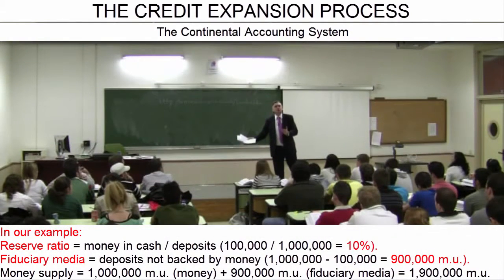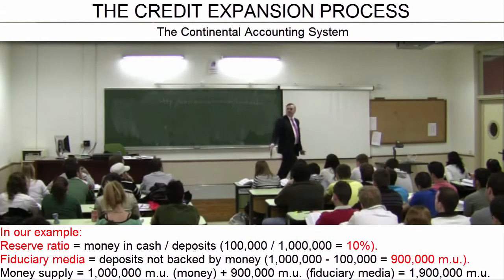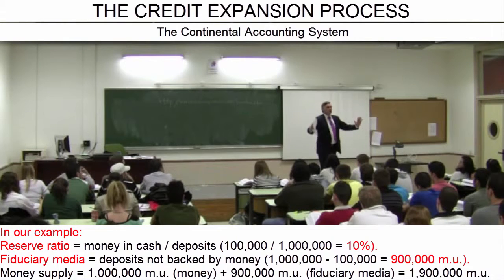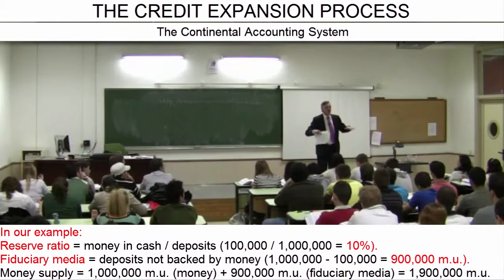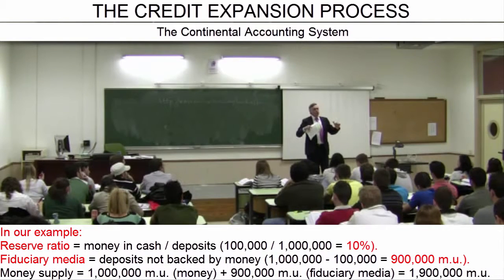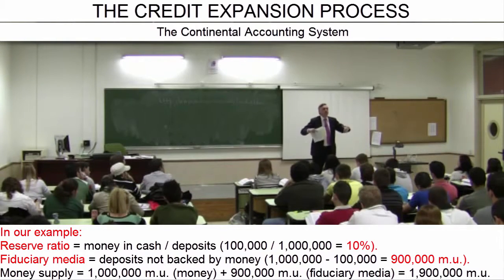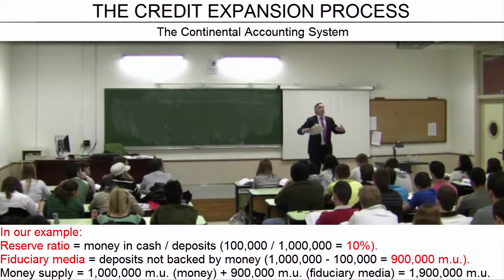We have supposed that because the bank maintains a reserve ratio of 10%, it has created 900,000 units of perfect money substitutes. A money substitute is not actual money, but a fiduciary medium that functions as if it were money.